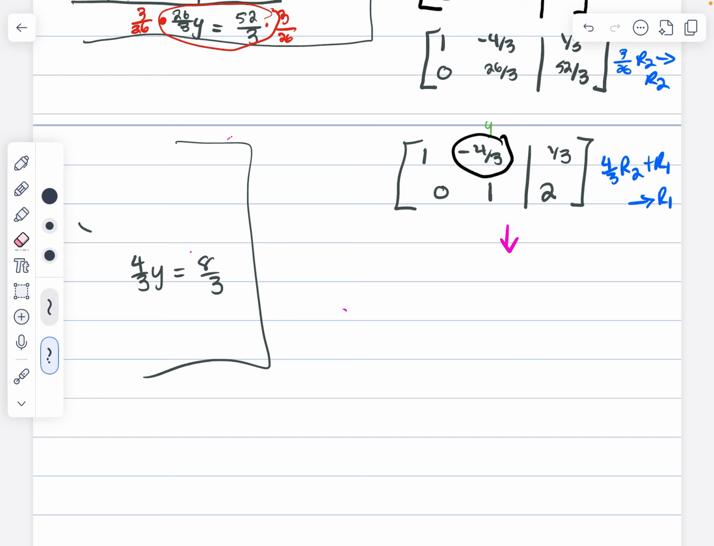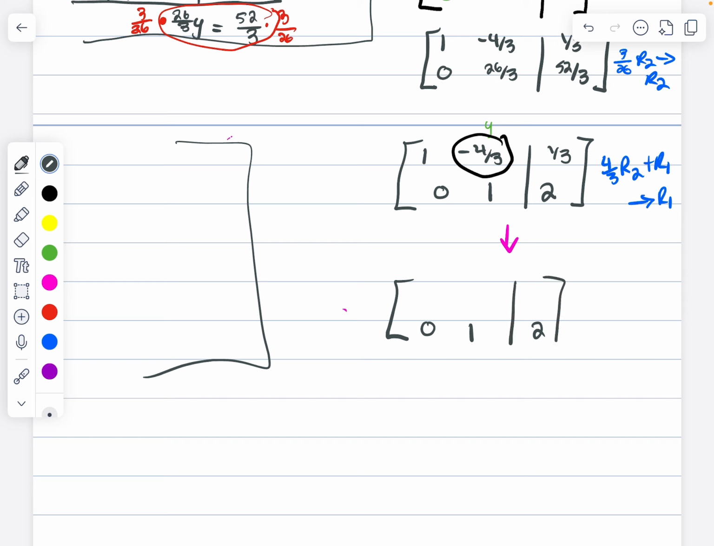Oh, I'm sorry, guys. All right, hopefully you're not completely lost. But what happens is this 4 over 3 plus negative 4 over 3 gives us a 0 in row 1. So basically, when we write this out, our second row will stay the same, 0, 1, 2, right? But our top row, what happens is this becomes 0. 4 over 3 times 2 is 8 over 3. 8 over 3 plus 1 over 3 is 9 over 3, or just 3.